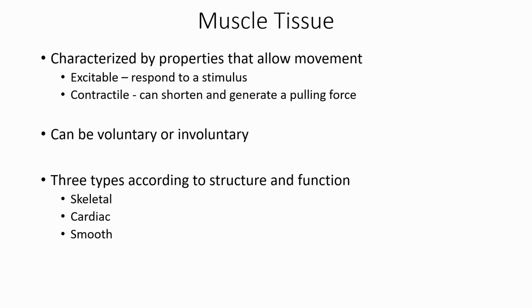So muscle tissue has a couple properties that allow for movement. One, they're excitable, which means they can respond to a stimulus. We're not going to get caught up in the detail right now over that, but that's one of the big things, that they respond to a stimulus. And when they respond, they do so through their second property, which is their ability to contract. When they contract, they actually physically shorten, and when they shorten, it generates a pulling force. So kind of like if you were to pull on a rope.